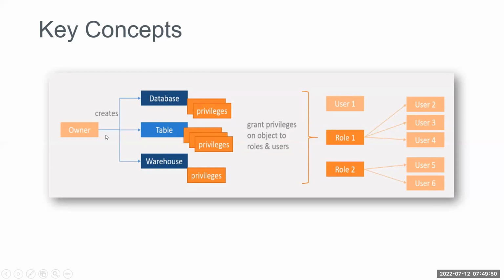So the hierarchy will be like this. First, an owner will create the objects. It can be a database, a table, a warehouse, a schema, whatever, and there will be some privileges associated with those objects. It can be insert, create, select, drop. Those privileges can be directly assigned to users, or they can be assigned to some roles, and in turn those roles will be assigned to users. So users will get access through these roles, whatever the privileges granted to the role. All those accesses the users will get. So this is how role-based access control works in Snowflake.